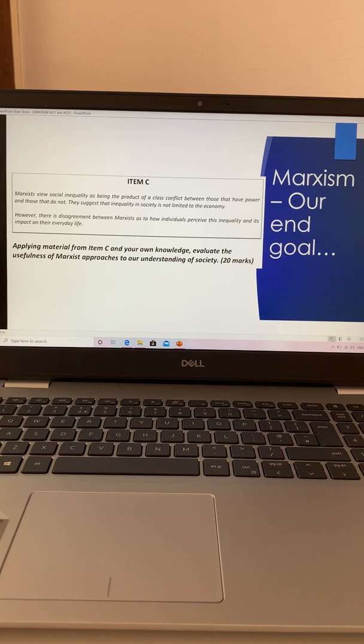So, Marxism then. Our end goal then is to be able to answer this question successfully. A 20 marker would be looking at material from item C and your own knowledge, evaluate the usefulness of Marxist approaches to our understanding of society. So for a 20 marker, we're looking at 8 marks for AO1, 6 for AO2 and 6 for AO3. So a lot of emphasis on your knowledge and an even split between application and analysis evaluation.